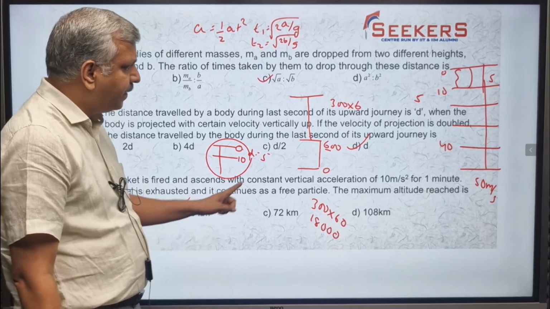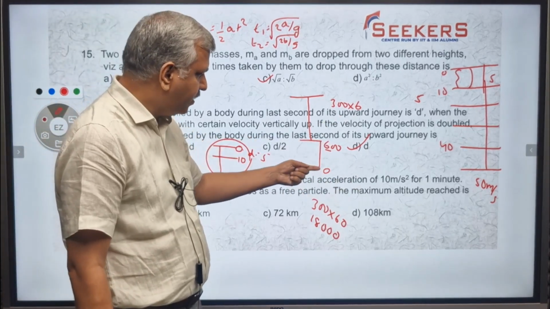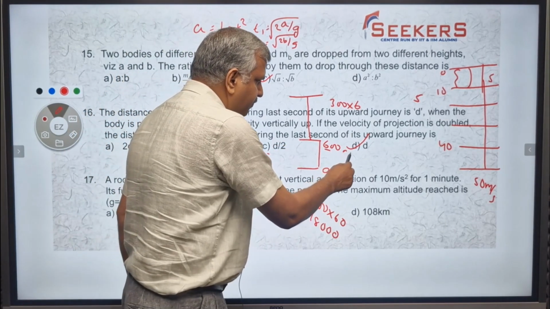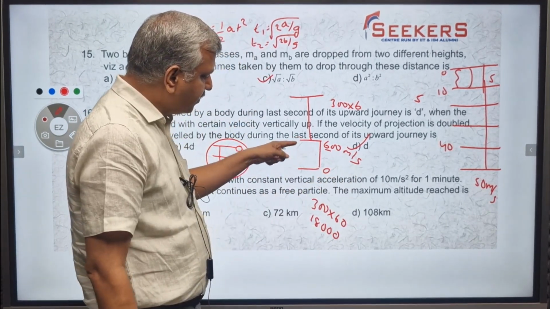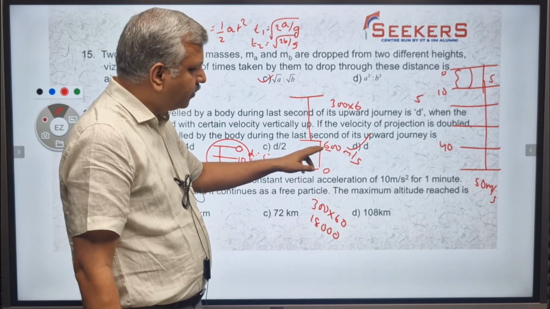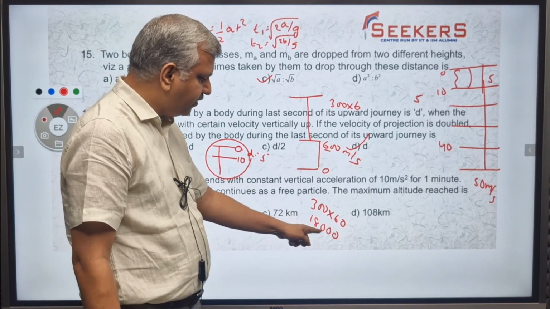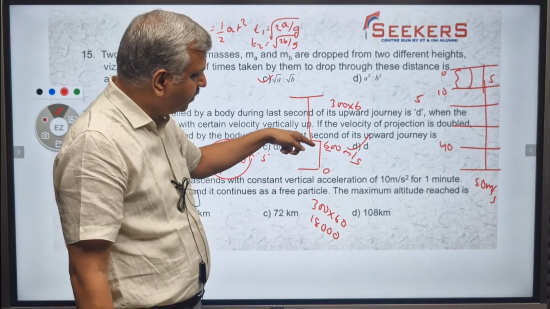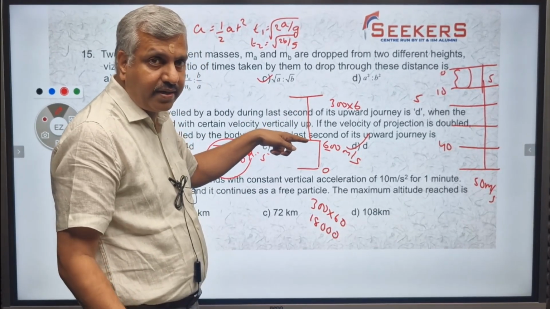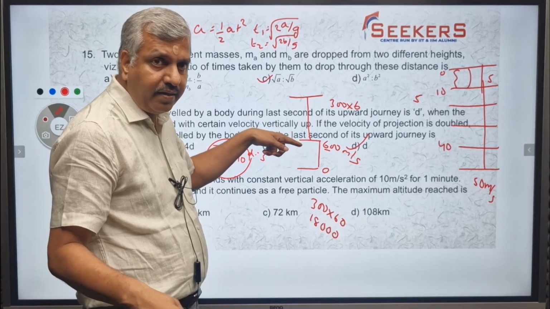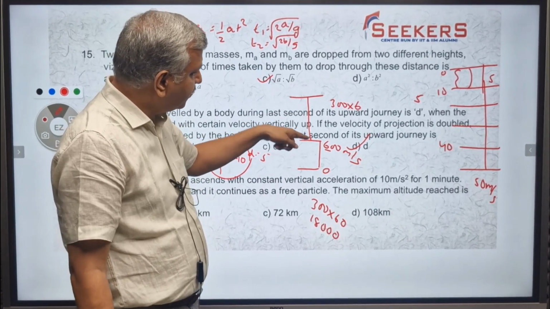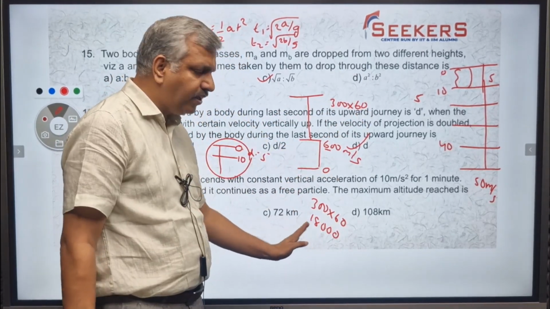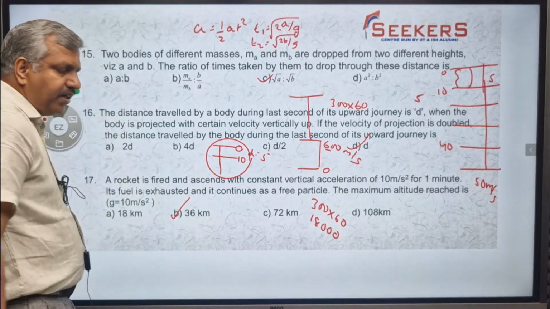I hope you understand, because it is 1 minute, 60 seconds. By the time it accelerates, it will be 600 meters per second. So during this time, the distance travelled is average velocity into time. Average velocity is 300, 300 into 60 is 18,000. Similarly, from 600 it will go to 0. Again it will take the same 60 seconds because gravity is 10. So velocity 600 by 10 will give you 60, that is 1 minute. So 60 into 300 will be the new distance. So 18,000 plus 18,000 will give you 36 kilometers.